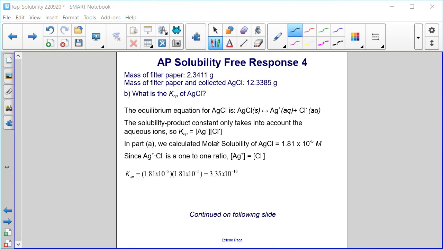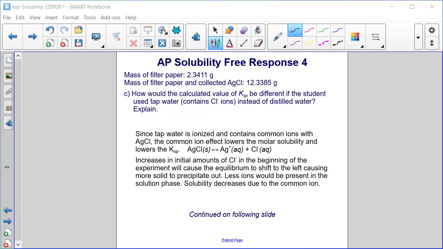In part A, we calculated the molar solubility of silver chloride as 1.81 times 10 to the minus 5 molar. Since the silver ion to chloride ion ratio is 1-to-1, those two concentrations will be equal at equilibrium and equal to the molar solubility because they're in a 1-to-1 ratio in the lowest molar ratio to the original solid silver chloride. So Ksp is just 1.81 times 10 to the minus 5 times 1.81 times 10 to the minus 5. So we get a Ksp value of 3.35 times 10 to the minus 10.